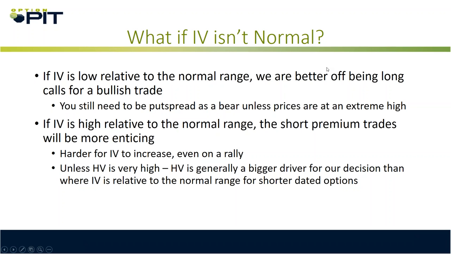So I mentioned at the beginning, what if implied vol is not normal? So we have this whole setup assuming implied vol is normal. If it's low relative to the normal range, you want to be long calls for a bullish trade. Simple as that. Instead of being long that one standard deviation call, you could go a little bit higher to 1.25 standard deviation. Because if implied vol is low, one standard deviation is no longer going to be $8. Maybe it's $6.50. So you still may target that $8 out of the money strike, but it's a higher standard deviation when you enter it.